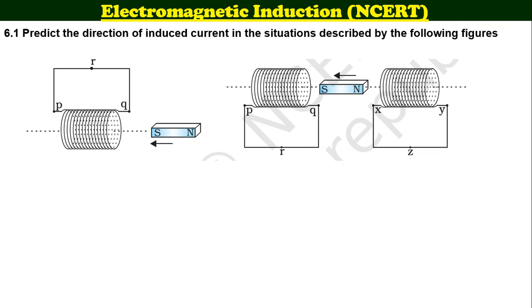In this video, we are going to cover a question from the NCERT book back exercise, from the chapter Electromagnetic Induction. The question is 6.1 from page number 229. Okay, let us take it. Predict the direction of induced current in the situations described by the following figures. There are six figures, two are here and four are on the upcoming pages.